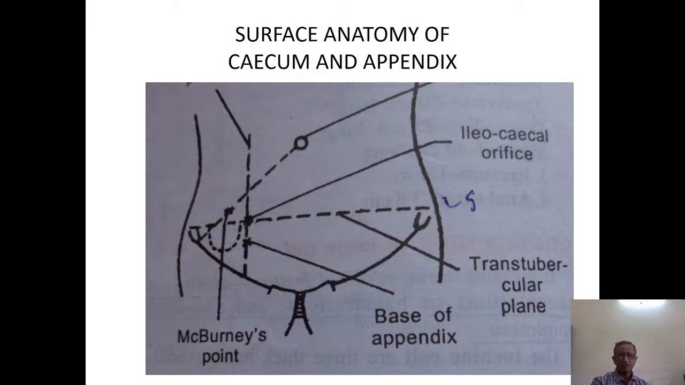So here we are showing the base of the appendix. This is the transtubercular plane connecting the tubercles of the ileum on either side, and this is the right lateral plane, that is a perpendicular drawn from the mid-clavicular line to the pelvis, and at this junction we are seeing the ileocecal orifice. 2 centimeters below this ileocecal orifice we are seeing the base of the appendix on the right lateral plane.